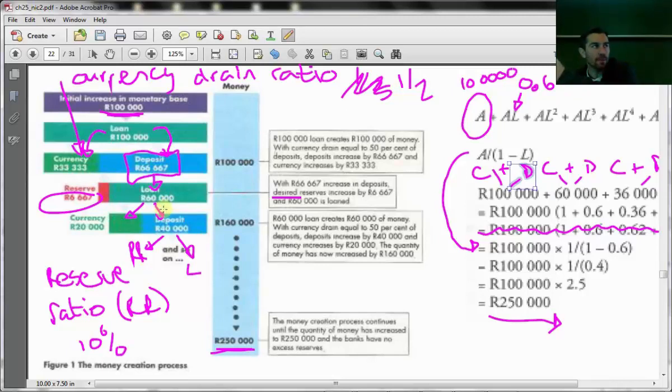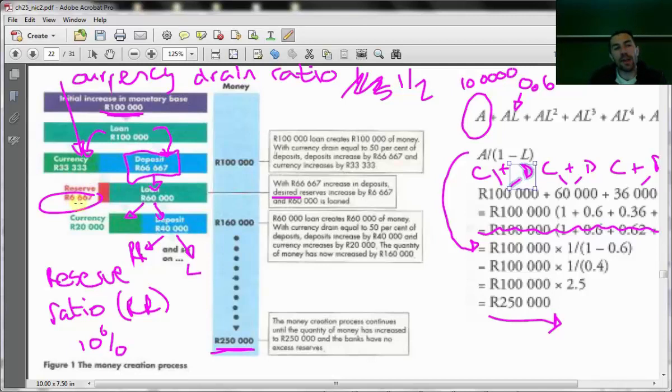You with me? So initially we loaned out 100,000. Went out into the economy, some of it came back, and then we can lend again, and the amount that we lend again is only 60, which is much less than the initial 100. And one of the reasons that 60 is so much lower than the 100 is because there's a currency drain ratio. In other words, people just want to hold cash. The other reason is because there's reserves that the commercial bank have to keep. You got it?